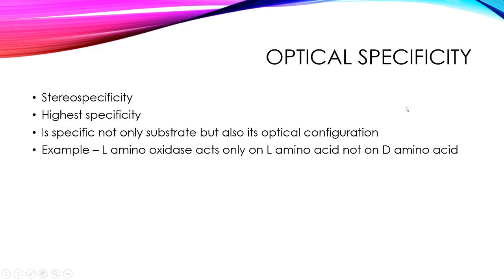Optical specificity is also called stereospecificity, and this is the highest specificity shown by an enzyme. Here the enzyme is specific not only to the substrate but also to its optical configuration. L-amino acid oxidase acts only on L-amino acids, not on D-amino acids. Similarly, alpha amylase acts on the alpha 1,4 glycosidic linkage of starch and glycogen; it is not able to hydrolyze the beta 1,4 glycosidic linkage of cellulose. That is optical specificity.